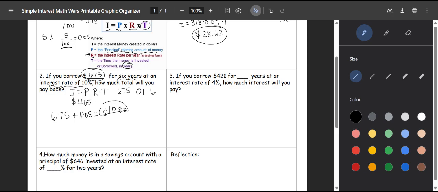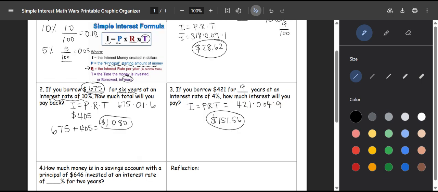All right, number 3 is a you-do problem. If you borrow $421 for 9 years at an interest rate of 4%, how much interest will you pay? So go ahead and pause the video here. When you're ready to check your answer, hit play and come back and check it. Okay, welcome back. You can see that we would pay $151.56 on that borrowed amount.